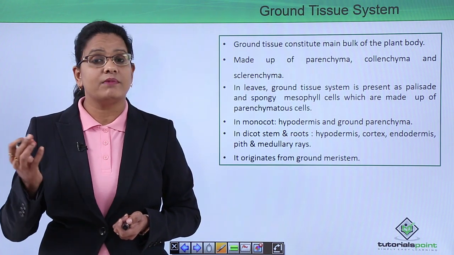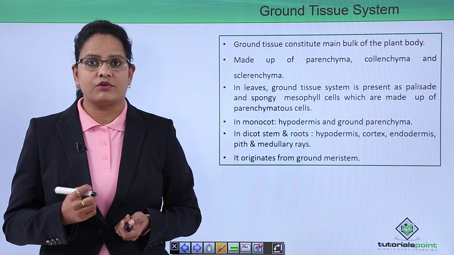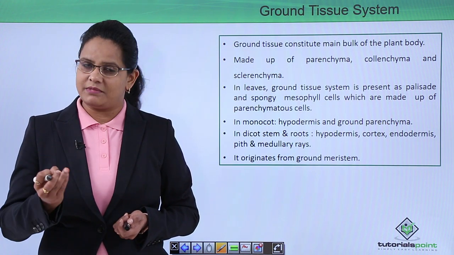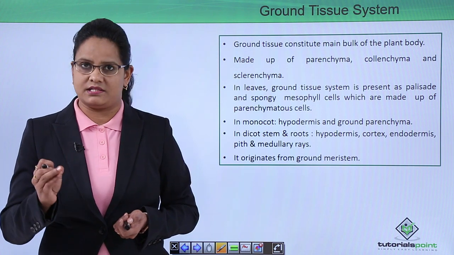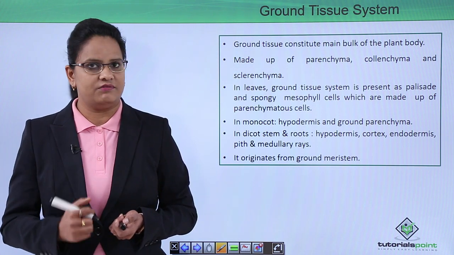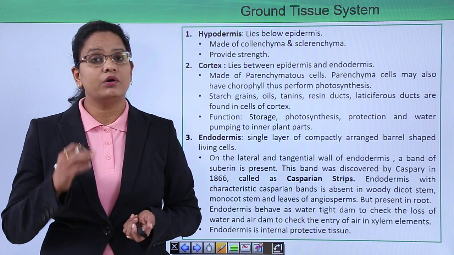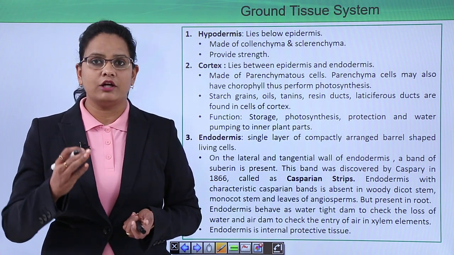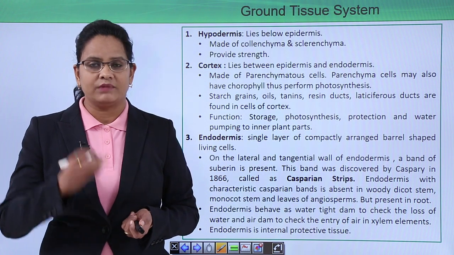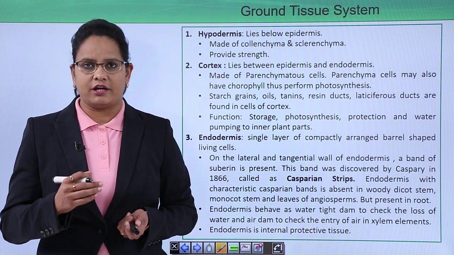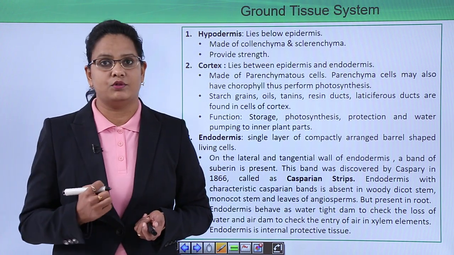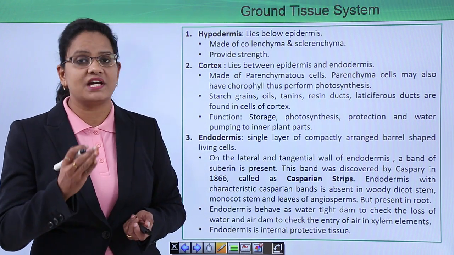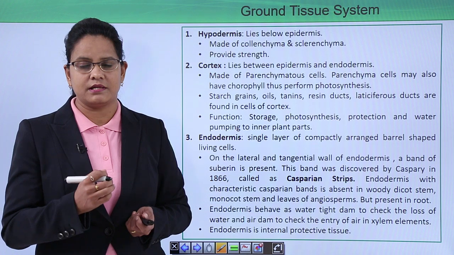Now, where does the ground tissue arise from? Can you tell? Yes, it also arises from a primary meristem, which is the ground meristem. We have discussed this also in the previous videos. Now, for the ground tissue system, the first part, we will talk about the components of the dicot root and the dicot stem. The first of which is the hypodermis. What is the hypodermis? The hypodermis is a layer of cells just beneath the epidermis, right?